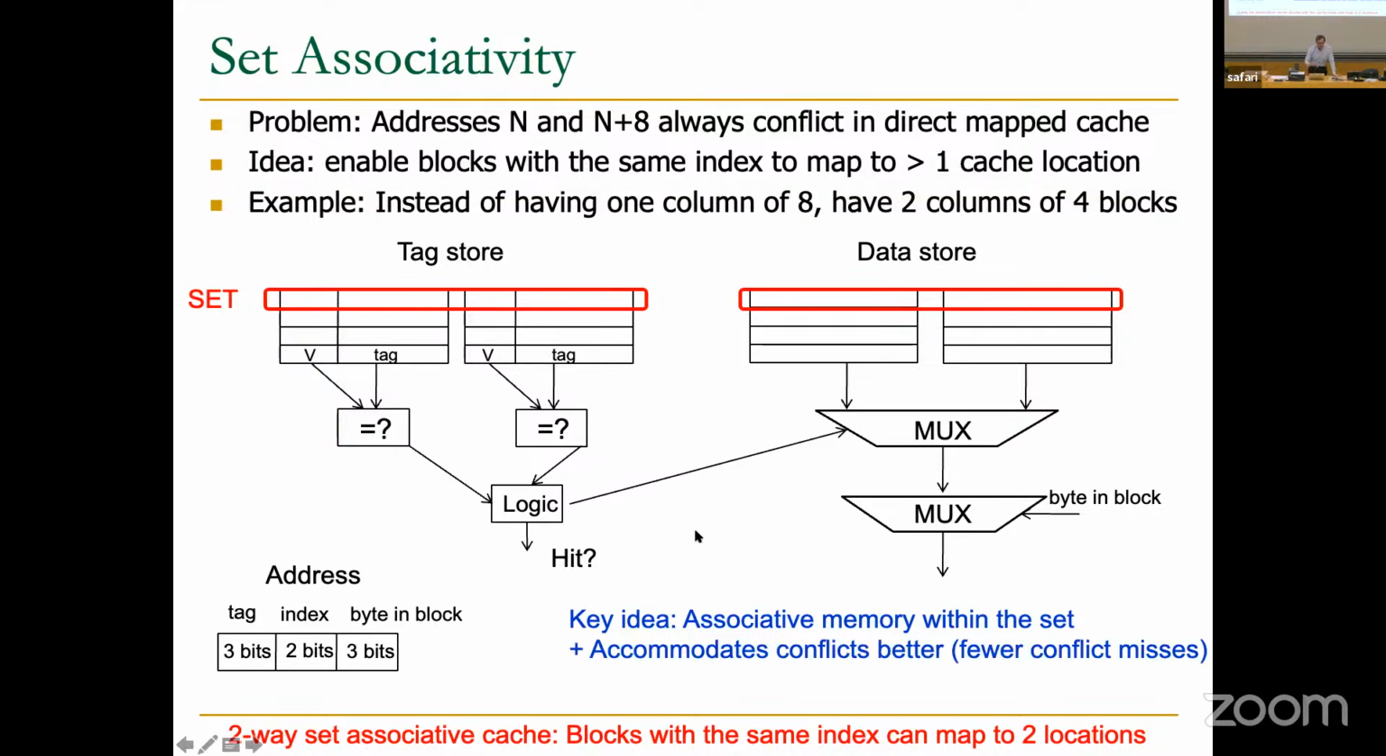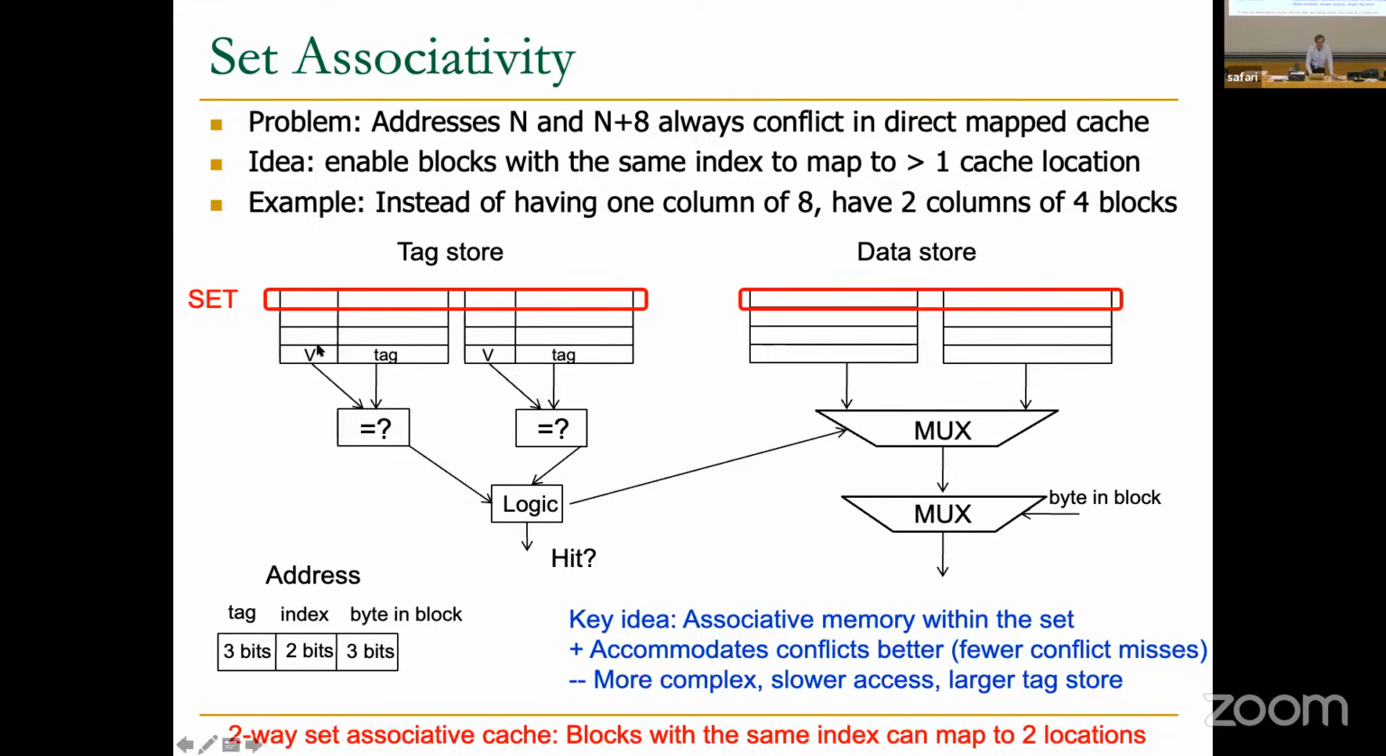Okay, so the big benefit is this accommodates conflicts better, as you can see. Now, if everything you're doing is accessing A and B, where A and B have the same index, you get 100% hit rate, clearly. That's great. Well, ignore the filling of the cache, of course, right? You need to fill the cache to begin.